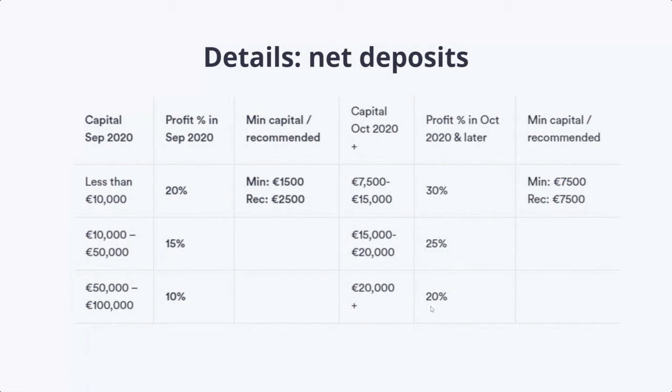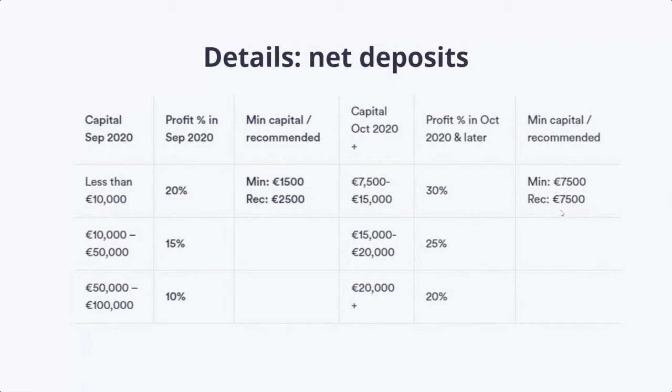Now, if you start in October, it's still pretty good conditions, I think. Very decent percentages. It's 30% between 7,500 and 15,000. Between 15 and 20,000, it's 25%, and more than 20,000, that's 20%. The minimum, however, will be higher. It will be at least 7,500 euros.